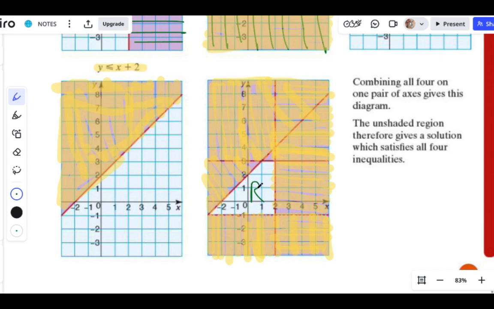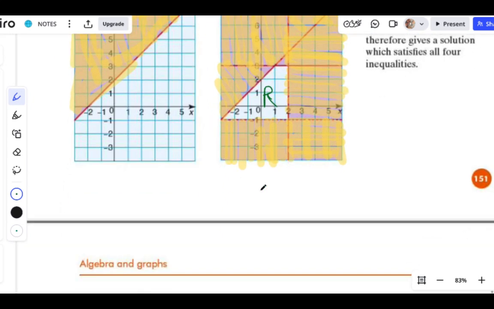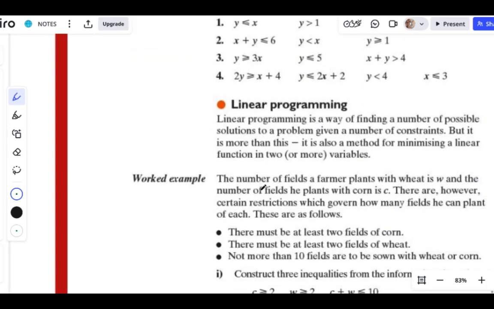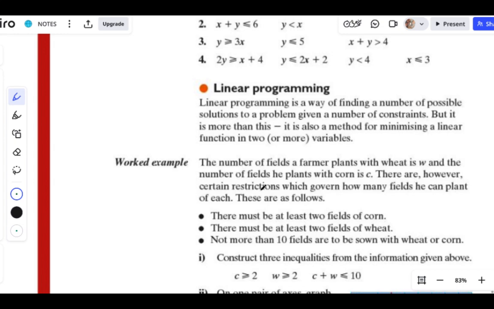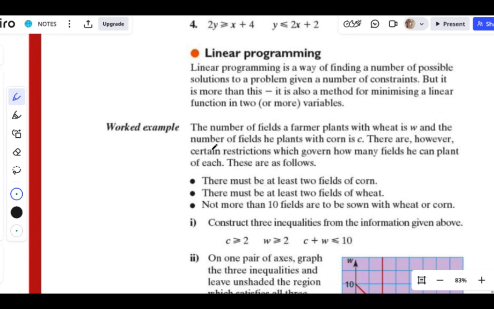Sometimes they ask you to find the greatest value in the region. So you choose a point, and they will give you an equation. You choose a coordinate point, substitute it into that equation, and see whether that gives the greatest value in that region. So this is the region the farmer may plant on, if this question was about planting. Okay, so this is how we do graphical inequalities, or this is how we do linear programming. In linear programming, a question may come. Linear programming is a way of finding the number of possible solutions to a given problem that has a given number of constraints.